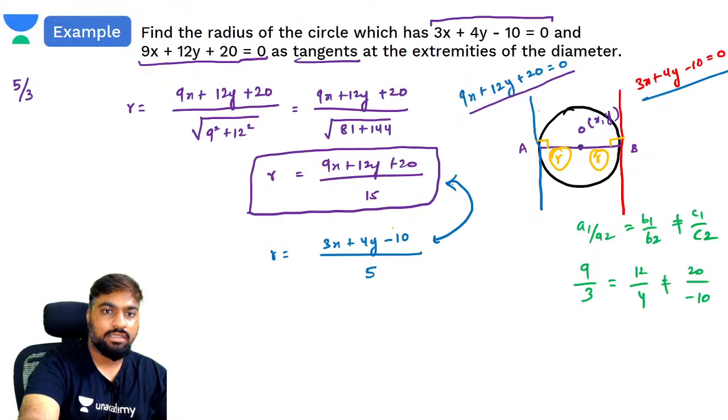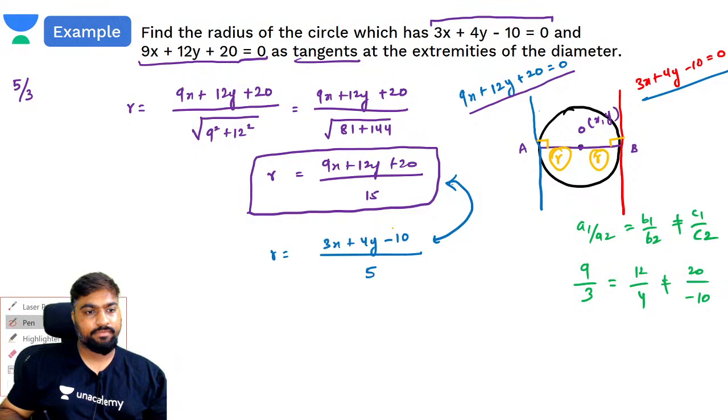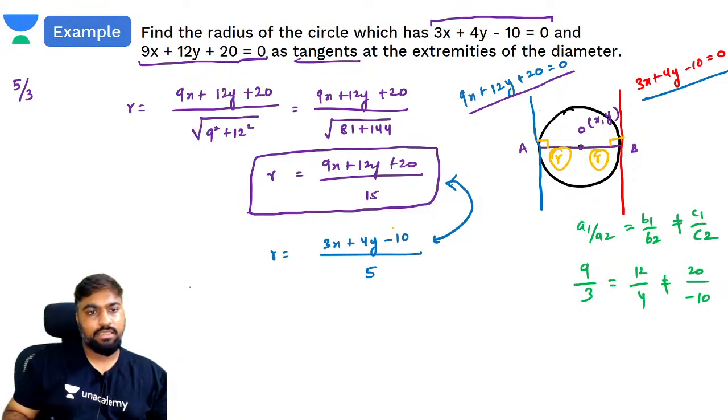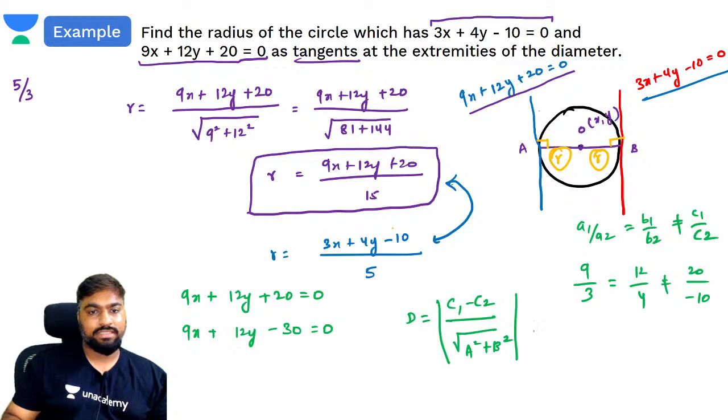So we will write the second equation. You can write the second equation like this. So you have two equations in parallel format. One equation is 9x plus 12y plus 20 equal to 0. The second equation I'm going to write in the same form, multiplying by 3: 9x plus 12y minus 30 is equal to 0. So the distance between two parallel lines, let's call it D, is equal to the modulus of C1 minus C2 divided by the square root of a squared plus b squared. From this we will get the diameter.